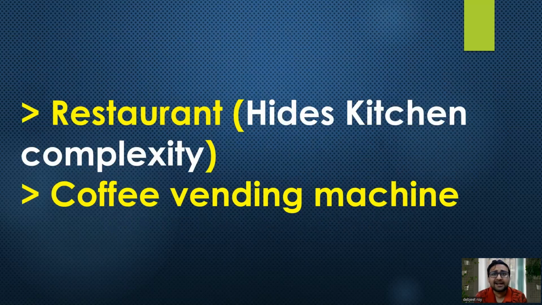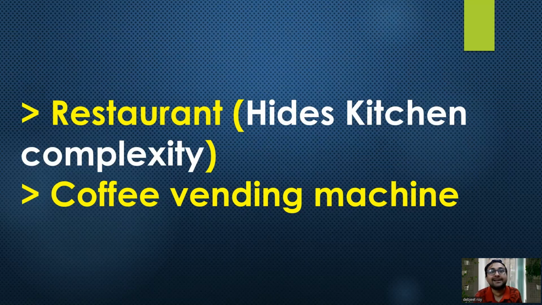So this is used in a restaurant. Okay, so in a restaurant, if you are going, it hides all the kitchen complexities. We don't know what menus are present in a particular restaurant, how those menus are being prepared, how those dishes are being prepared. We don't know that, right? So that is a facade basically.